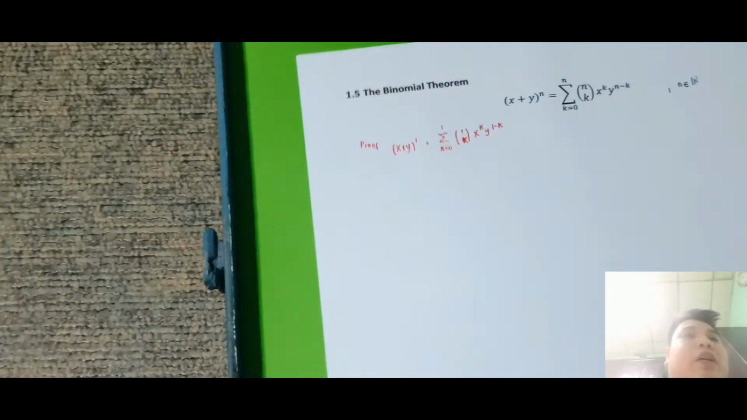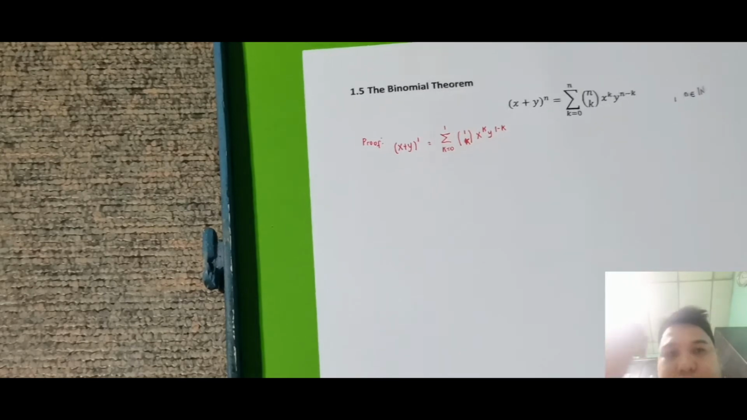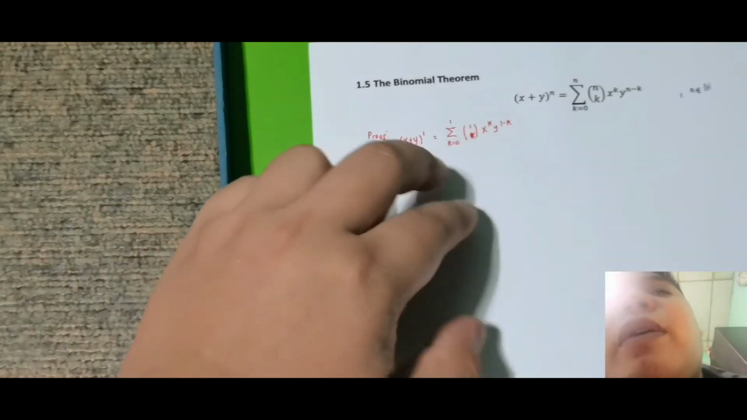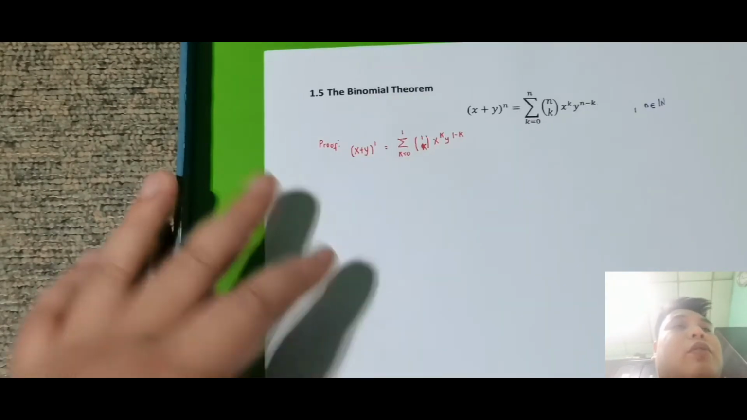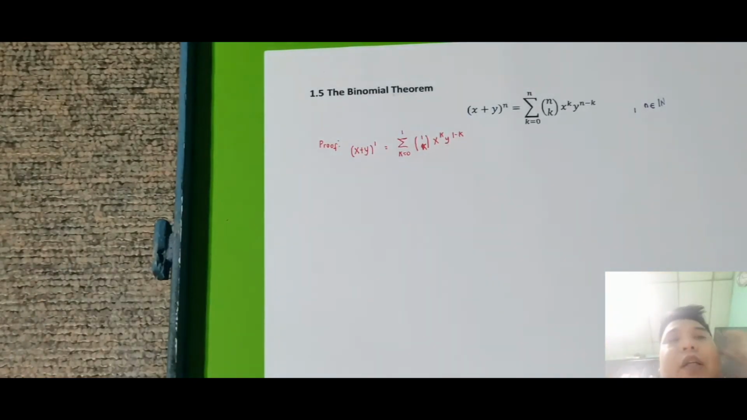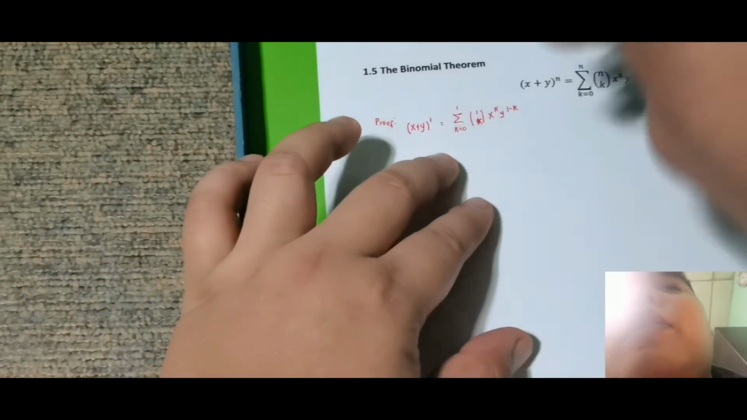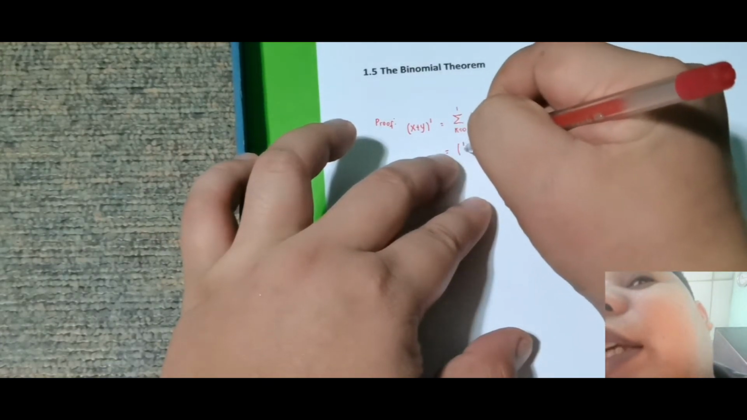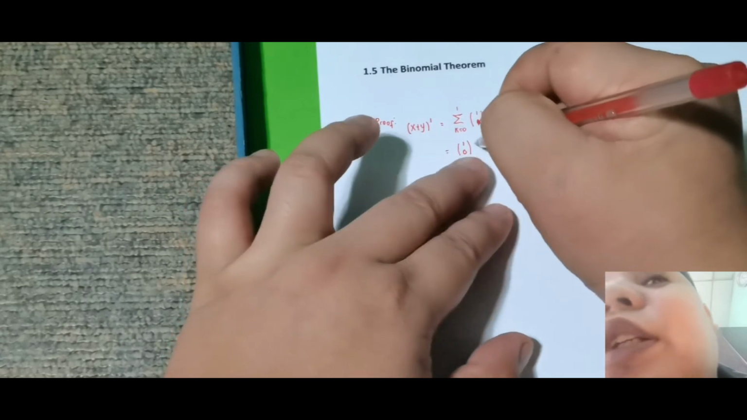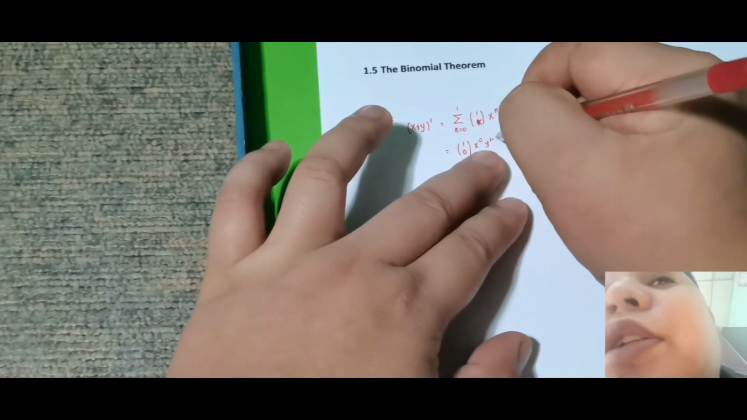Hindi ko muna pinalitan yung k kasi naka-summation notation pa siya. Ngayon, what if pinaghiwa-hiwalay na ni sir? Kunyari sinummation ko na or inaddend ko na siya. Mag-start tayo for k equal to 0. So for k equal to 0, this is 1 taken 0, then x raised to 0, then y raised to 1 minus 0.